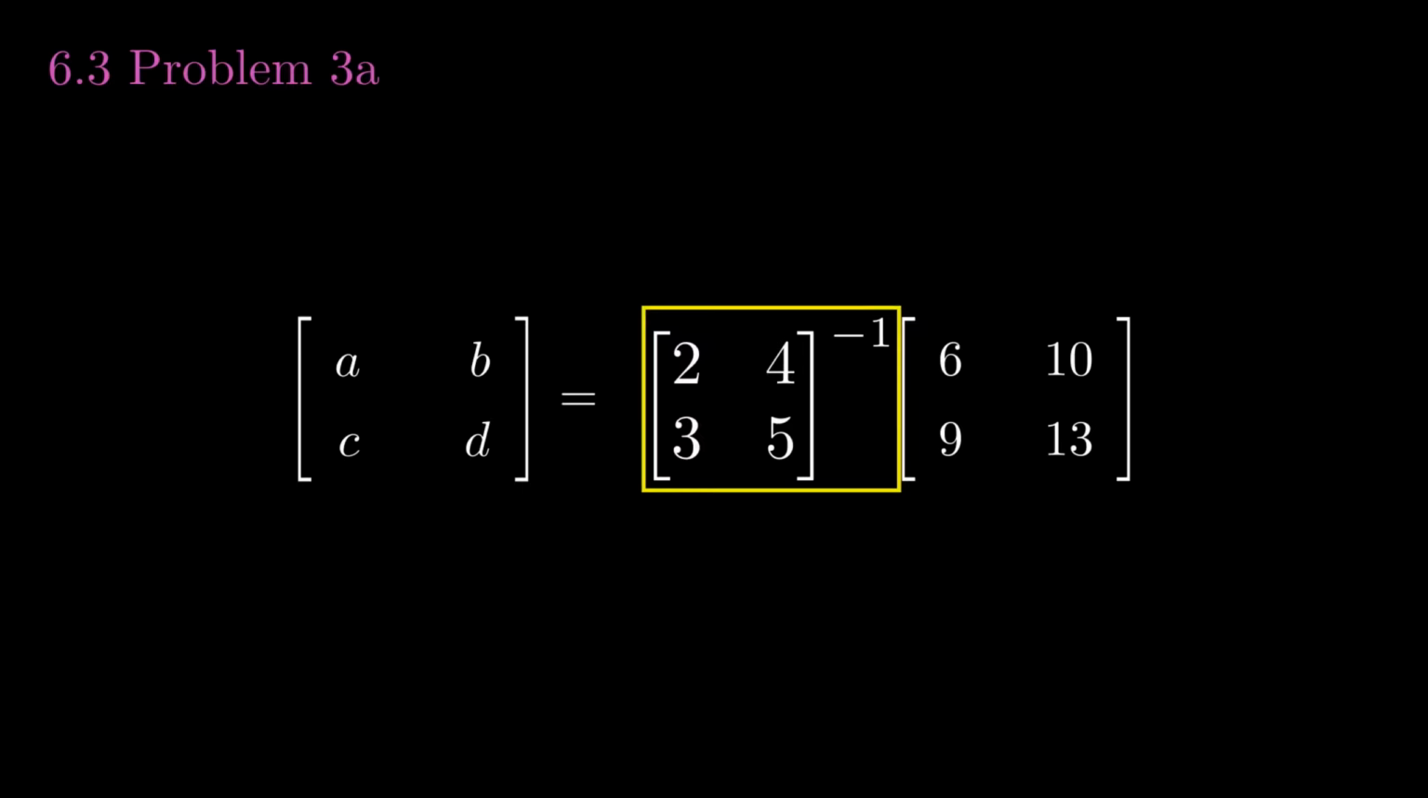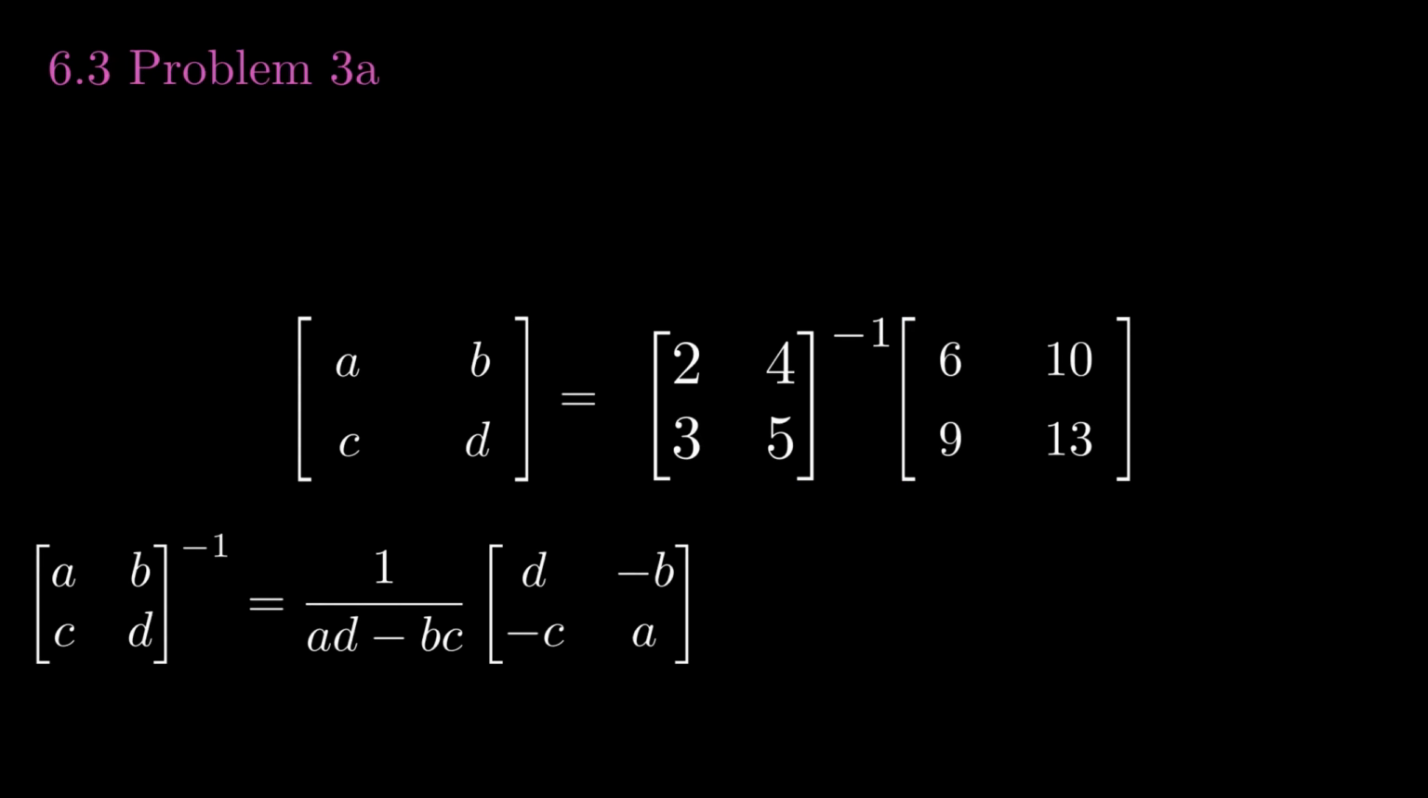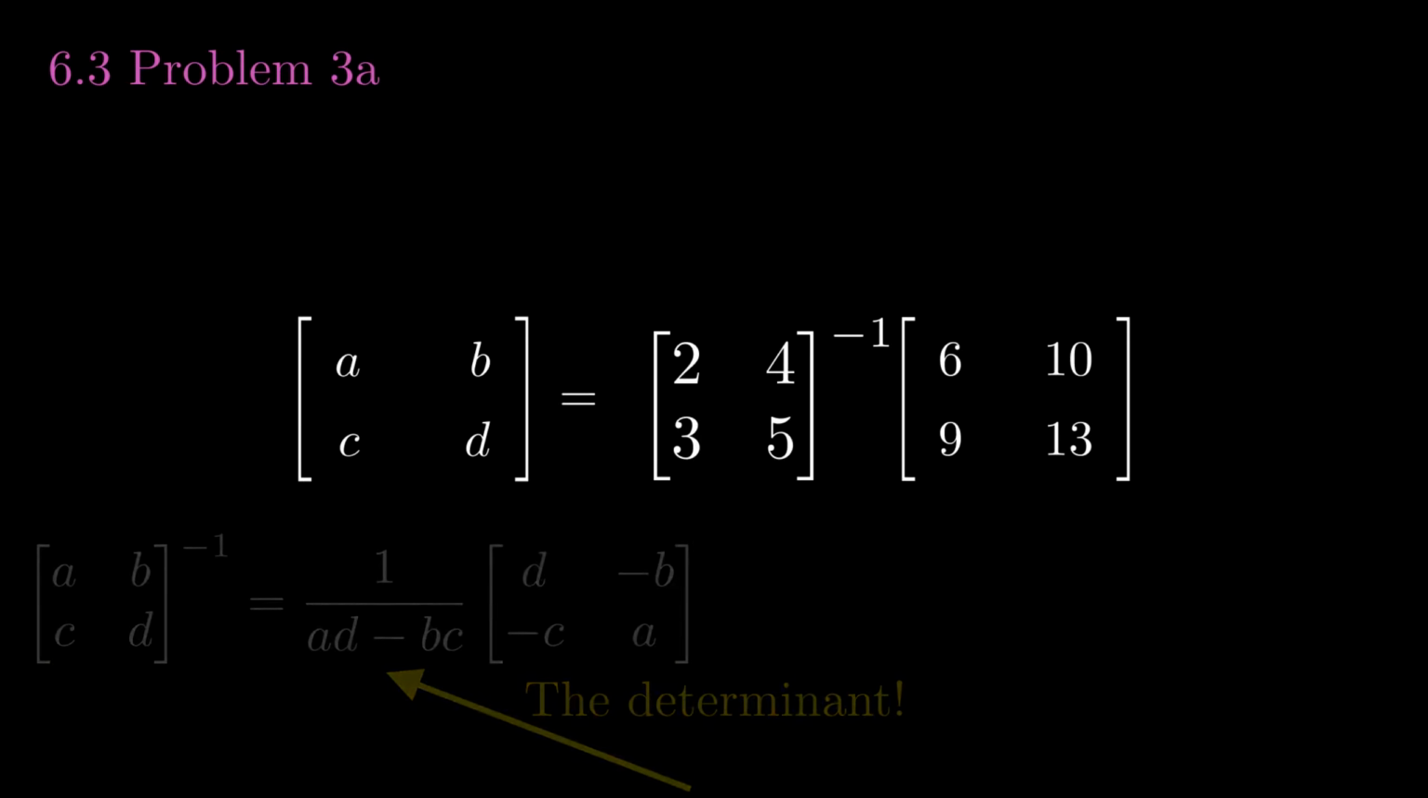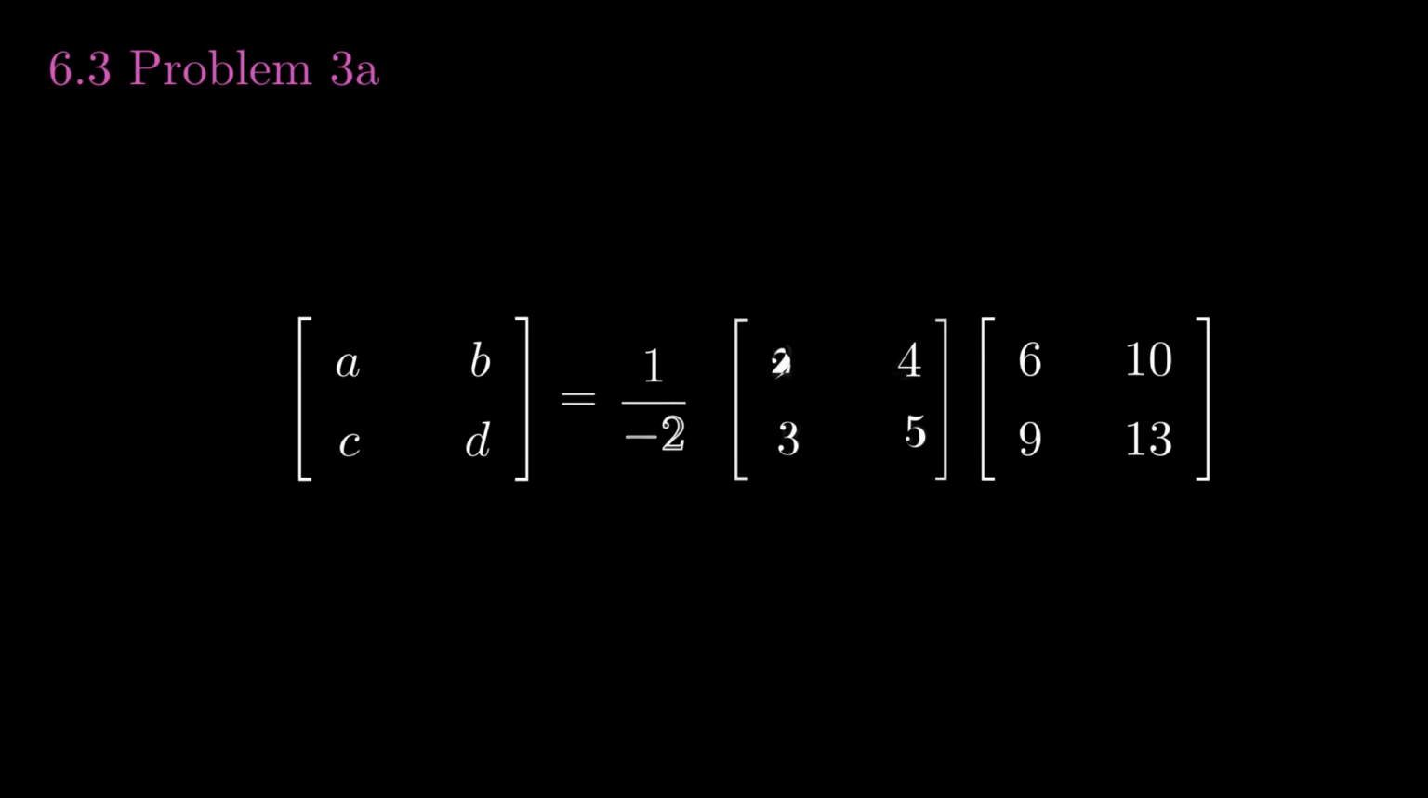Well, you could do row reduction, but there's a neat formula for the inverse of a 2 by 2 matrix. It's just 1 over AD minus BC times matrix D, negative B, negative C, A. Notice how the denominator of this fraction is the determinant. So plugging this formula in, we get negative 1/2 times matrix 5, negative 4, negative 3, and 2.